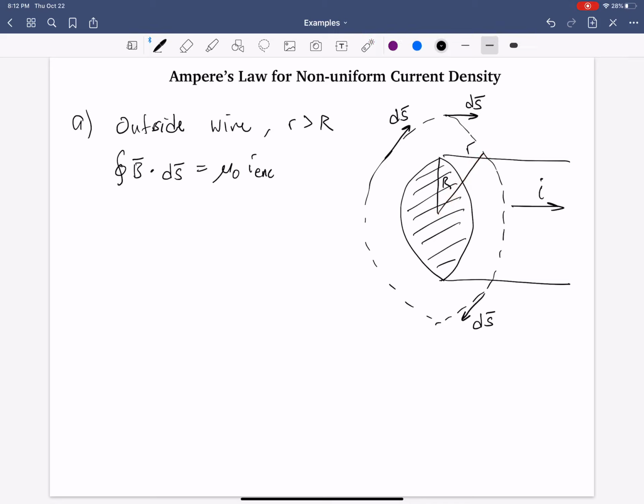So when evaluating the left side of Ampere's law, that's a dot product, right? It's not simply multiplication. So we have the closed integral of the magnitude of both vectors. Sorry, so that's just B, and the magnitude of ds times the cosine of the angle in between. And the right side, since we are doing this for an Amperian loop outside the maximum radius, the current enclosed is simply the current in the wire, I.